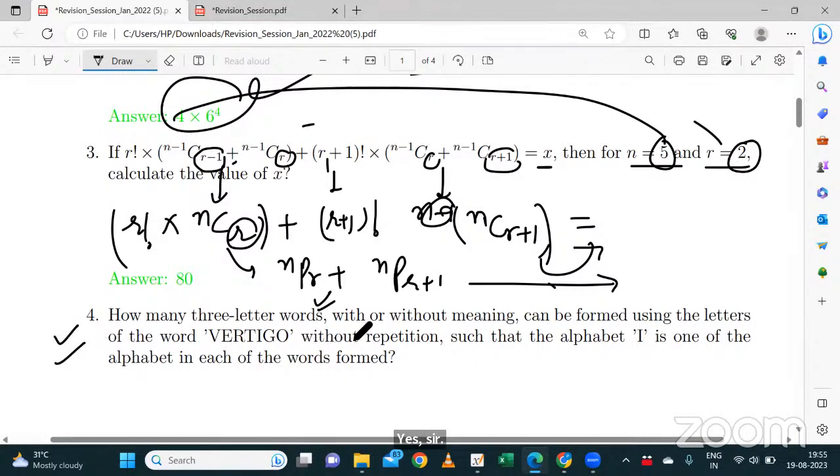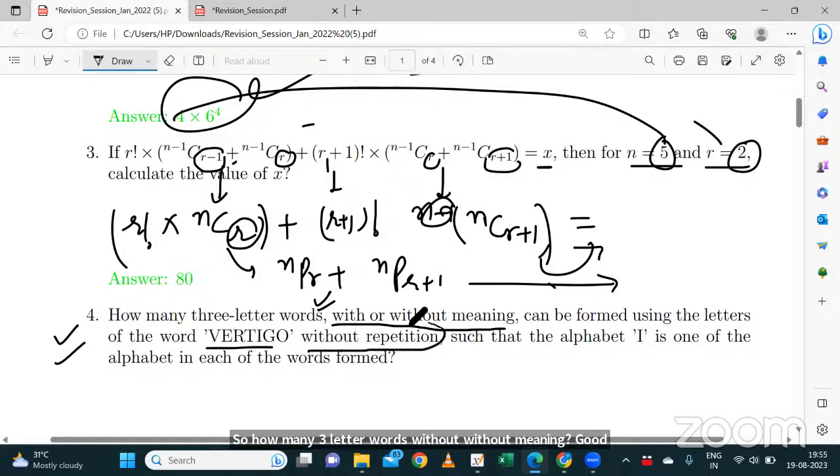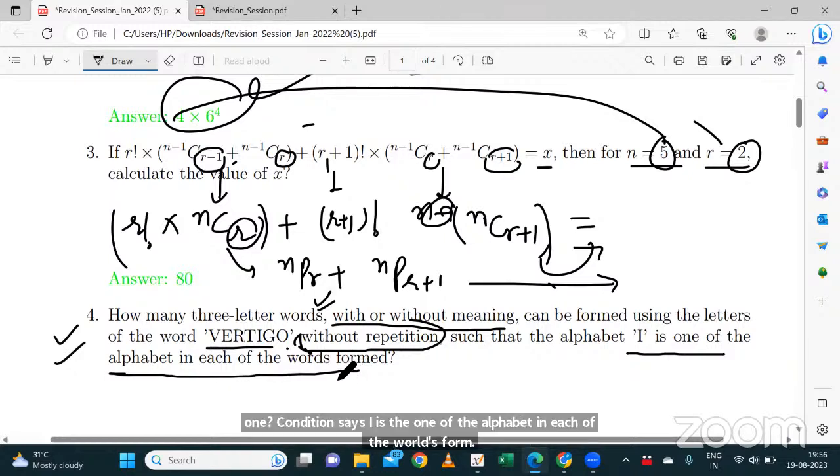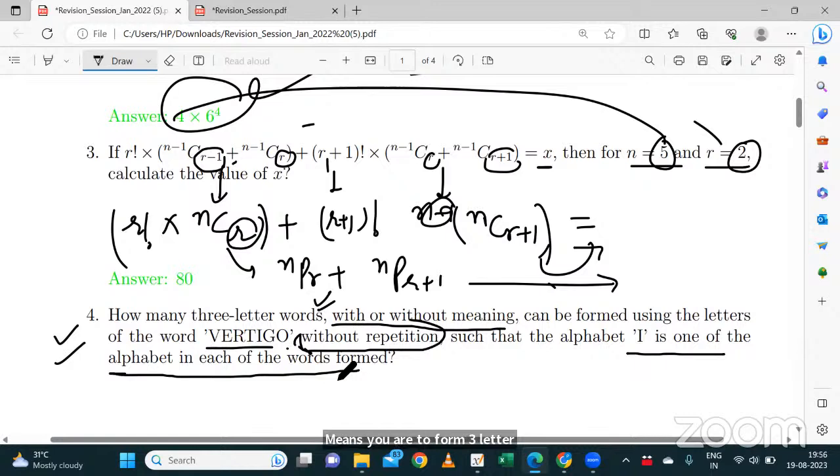How many 3-letter words, with or without meaning, can be formed using the letters of the word VERTIGO without repetition? Be clear, we can't repeat the letters of this word, such that the condition says I is one of the alphabets in each of the words formed. That means you have to form 3-letter words in which I is one of the letters. Did you get the idea?